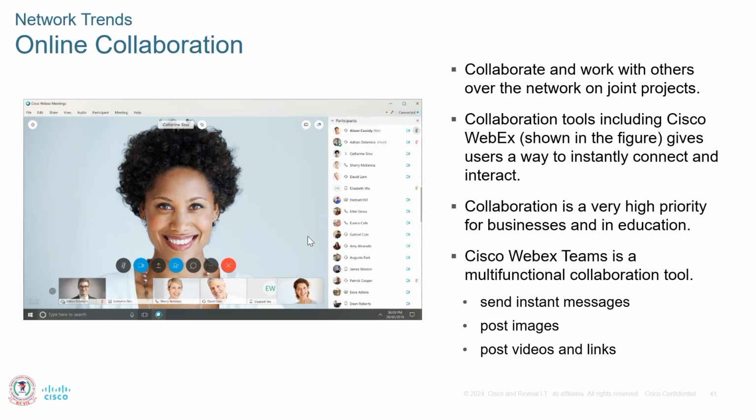Collaborate and work with others over the internet, over the network, on joint projects. Collaboration tools include Cisco WebEx. So these now are the level of technology where you can easily communicate or have meetings, like what you and I are doing now, through other platforms like Zoom. From there, we can share posts, share images, send instant information or messages, send links. Those are trends.